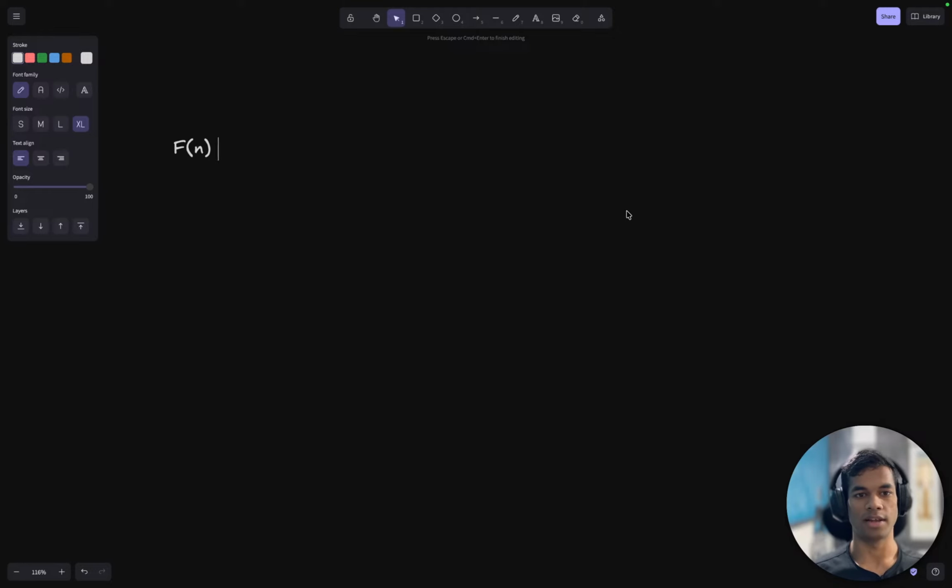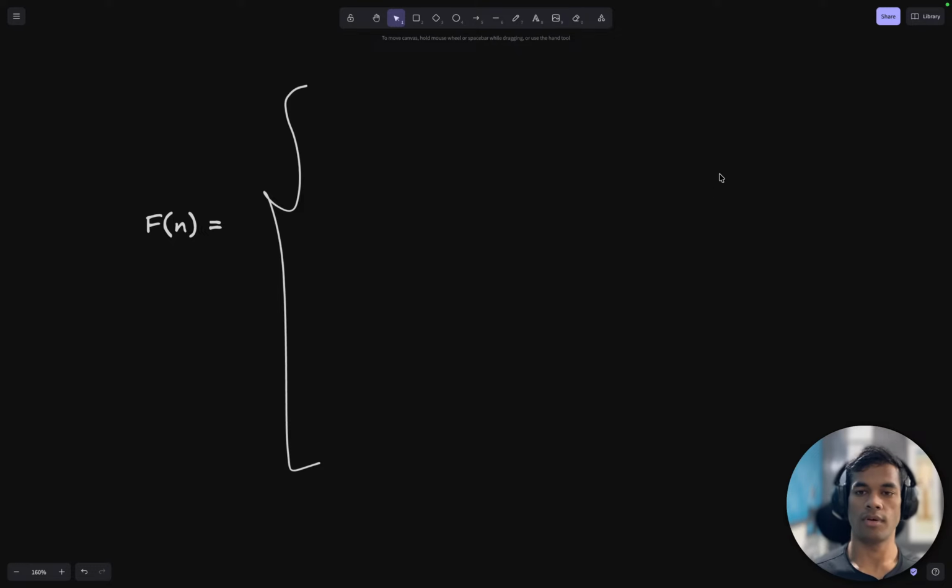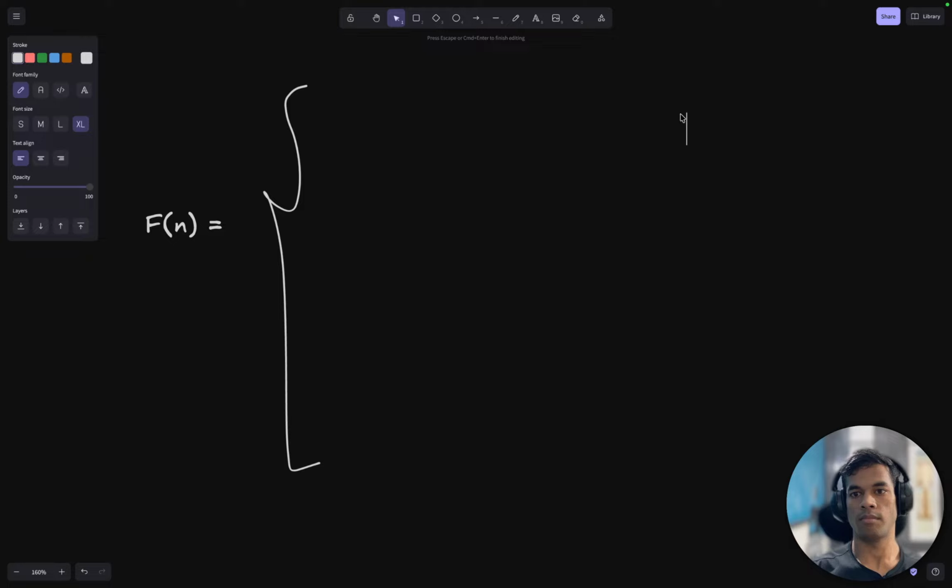F(n), and that is very small, f(n) would be equal to: if we have n equals 1, then we will return 1 comma 1, right? Okay, but when n is not equal to 1, we will return the new x dash.